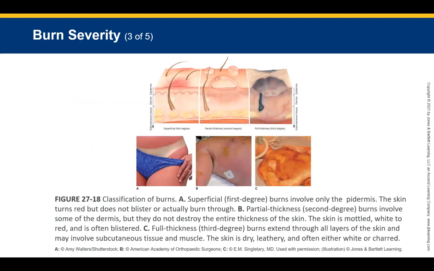Here are pictures of a few. Figure A is a superficial first degree burn. B is a partial thickness. You see the blisters there. And then C is a full thickness third degree burn. You can tell that D is an old picture because the mask on that patient is not even what we use anymore these days.